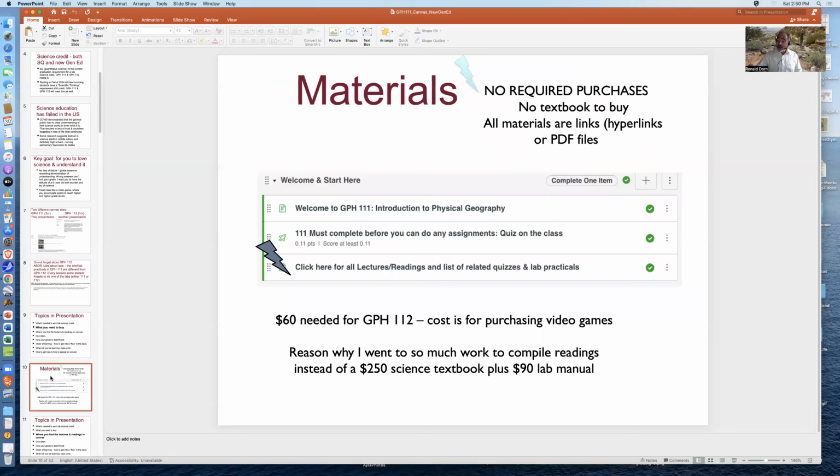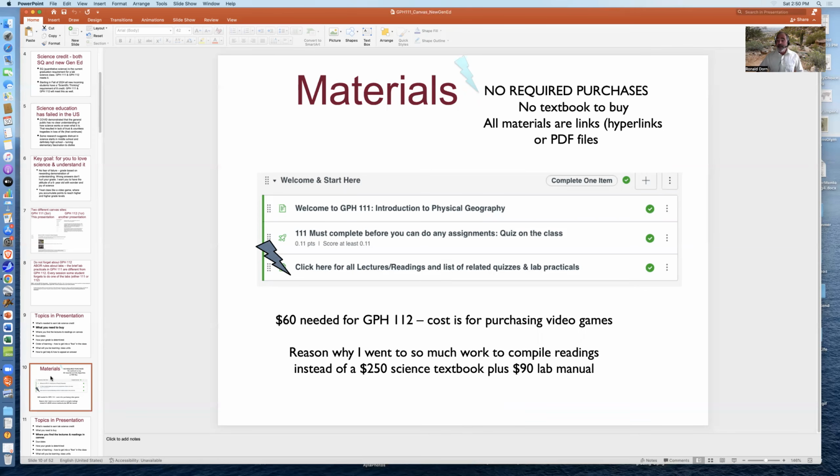The materials for this class are all embedded inside Canvas. There are no required purchases in this class. There's no textbook for you to buy. All the materials that you have for readings are links, hyperlinks or PDF files. I went to a lot of work to compile readings that were the equivalent of a $250 science textbook.